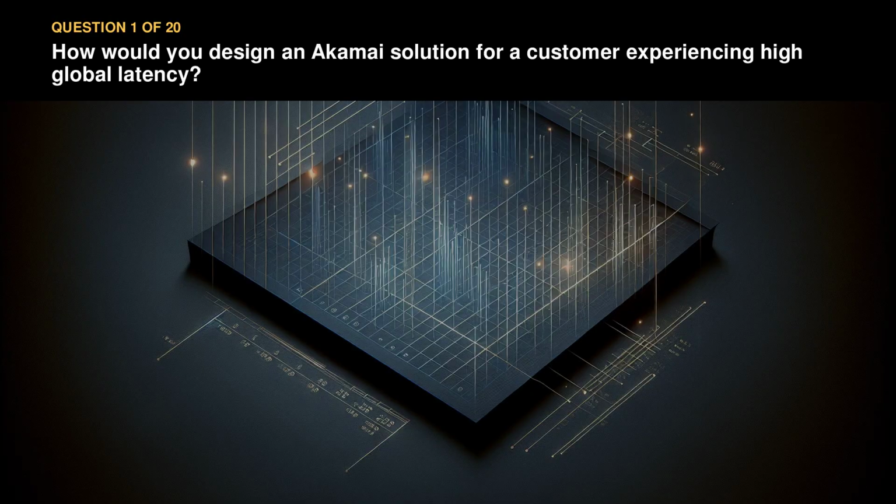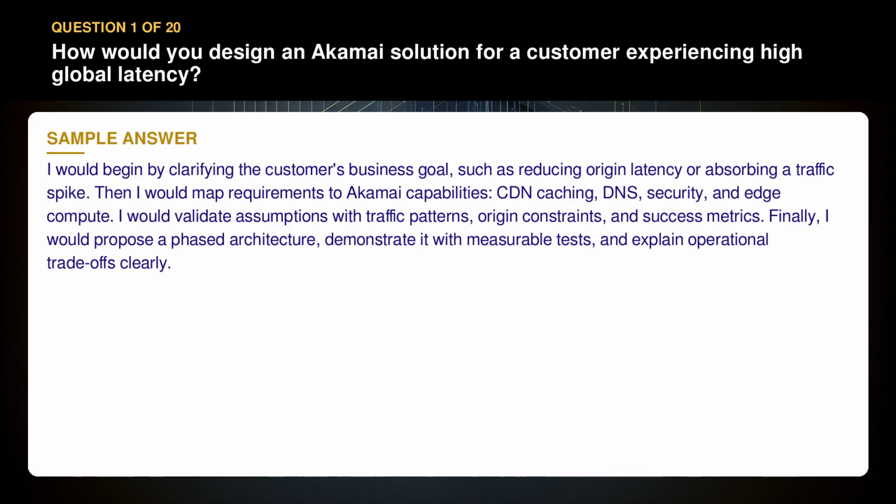Question 1. How would you design an Akamai solution for a customer experiencing high global latency? I would begin by clarifying the customer's business goal, such as reducing origin latency or absorbing a traffic spike. Then I would map requirements to Akamai capabilities, CDN caching, DNS, security, and edge compute. I would validate assumptions with traffic patterns, origin constraints, and success metrics. Finally, I would propose a phased architecture, demonstrate it with measurable tests, and explain operational trade-offs clearly.